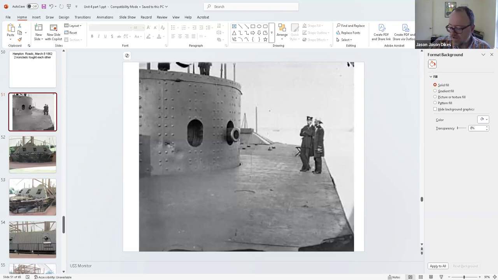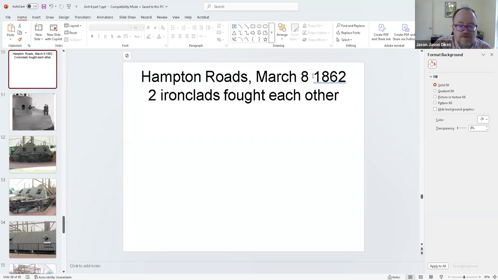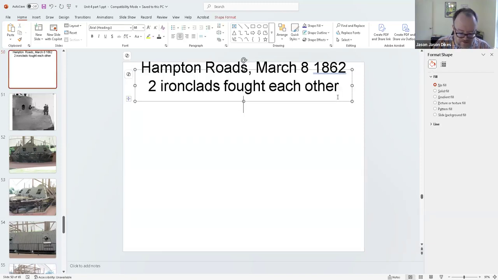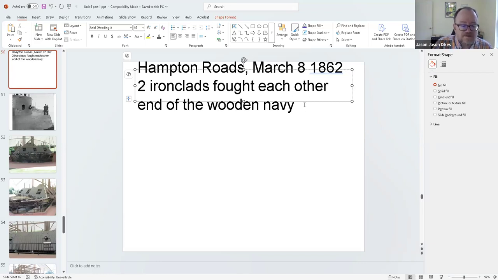So these two ironclads simply shot at each other for about 3 hours. You can see some of the dents in the Monitor because the cannonballs are just bouncing off, right? They're firing point blank at each other, but things are just bouncing off. Nobody won. It is a withdrawal, but it is the end of the Wooden Navy. Every other navy in the world at that point became obsolete. This is the birth of the modern Navy, as seen here at Hampton Roads on March 8th, 1862.